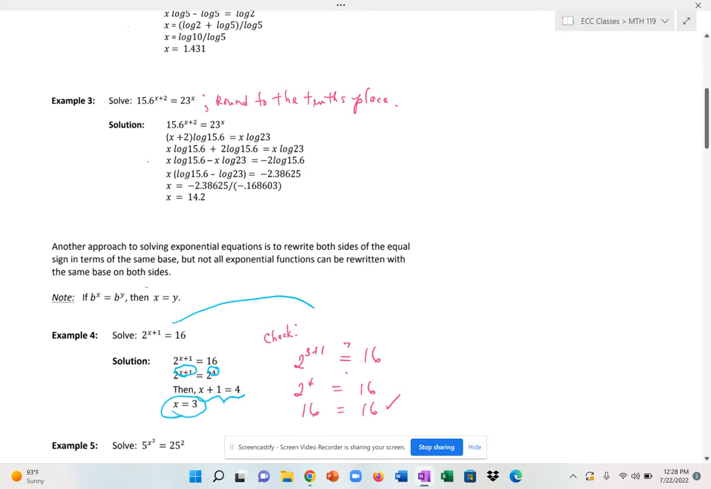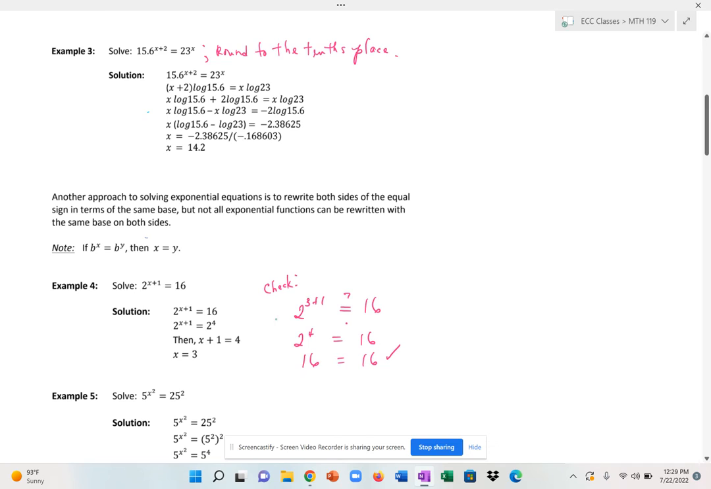This is very easy to check. Just plug in 3 where the x is. If the left side equals the right side, then you know that you have done this correctly. So I get 2 to the 3 plus 1 equals 16. 2 to the 3 plus 1 is 2 to the 4th, and 2 multiplied 4 times is 16.